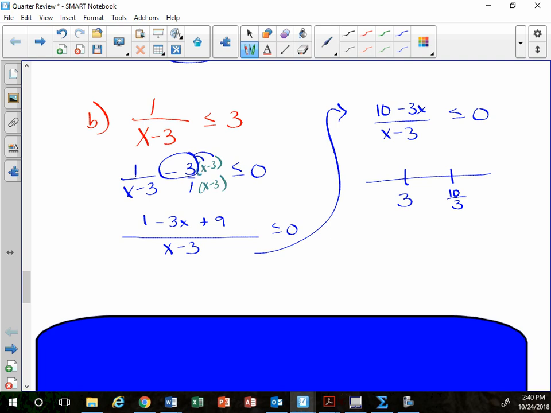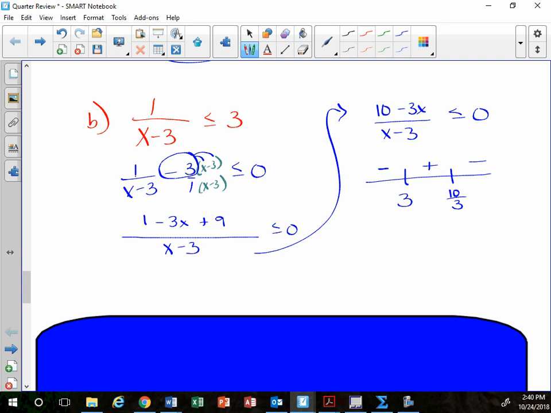Okay, plugging in values. I'm going to plug in 0 because it's easy. 0's in this part of the number line. That would give me 10 over negative 3, so that is a negative number. Will this alternate? Yes. Why? Because it's negative, positive, negative. There's no multiplicity. Good. So it will alternate.